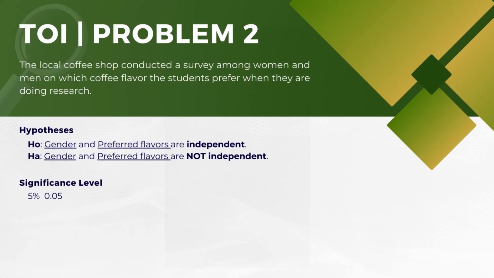So for our test of independence problem number 2, a local coffee shop conducted a survey among girls and boys on which coffee flavor the students prefer when they are doing research. Provided below are the hypotheses and significance level that we use. The null hypothesis is that gender and preferred flavor are independent, meaning they are not related. The alternative hypothesis is that gender and preferred flavors are not independent. The significance level that we use for this problem is 5% or 0.05.